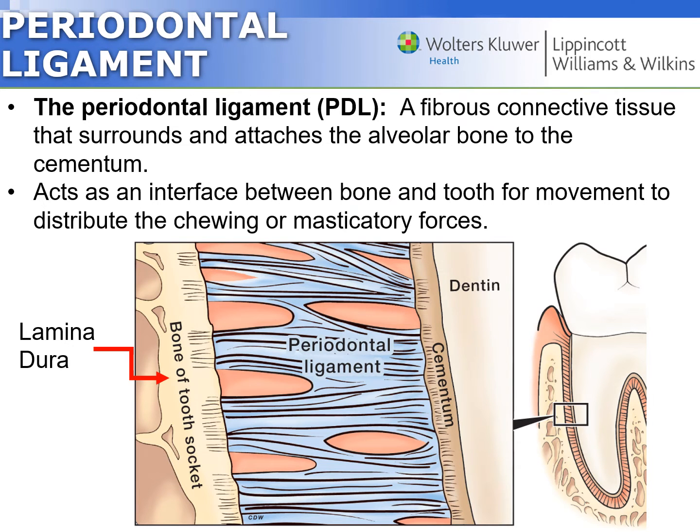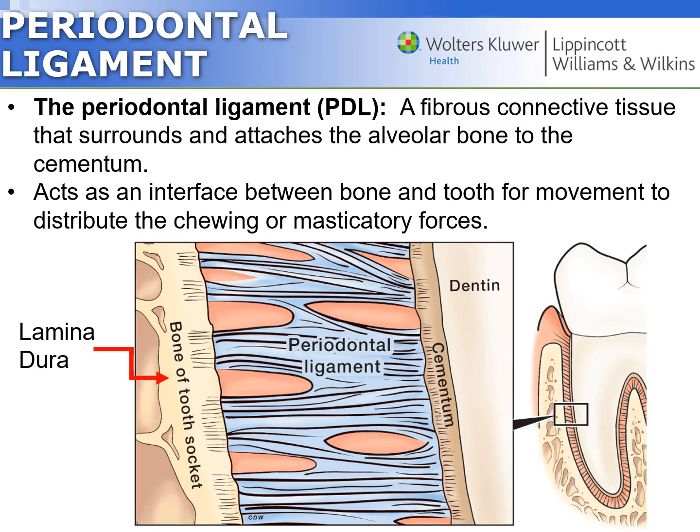Now the periodontal ligament. The periodontal ligament is also called a PDL. It's a fibrous connective tissue that surrounds and attaches the alveolar bone to the cementum. So this is the ligament, of course, in here, and this would be the bone.